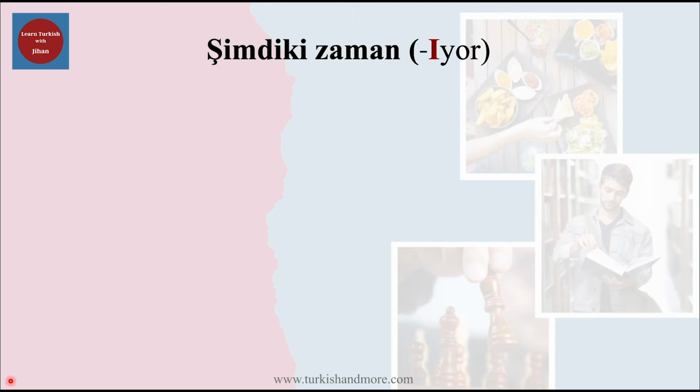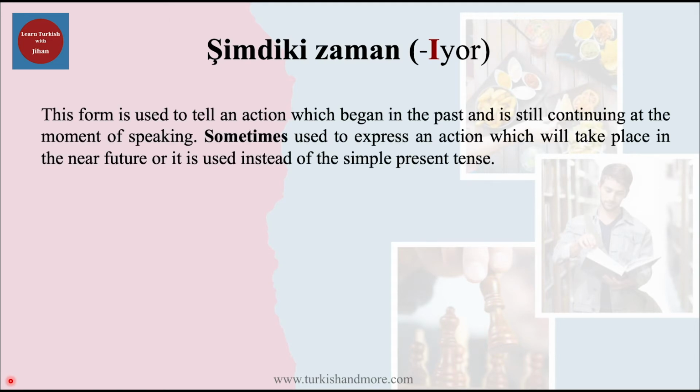Assalamu alaikum. Our lesson today is about Şimdiki Zaman, which is the present continuous tense. Now, what is the present continuous tense? It is a form to tell you that an action began in the past and is still continuing at the moment. Now, in Turkish, sometimes we use Şimdiki Zaman to express an action which will take place in the near future, or even we can use Şimdiki Zaman instead of the simple present tense.